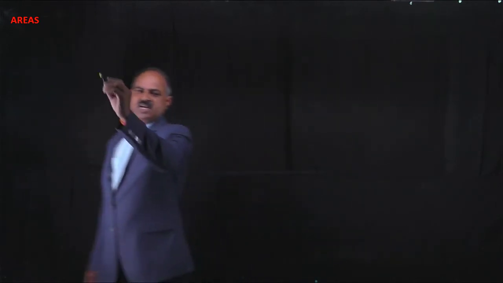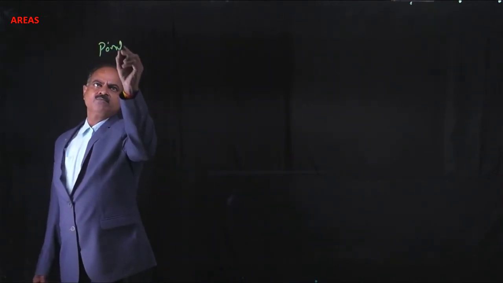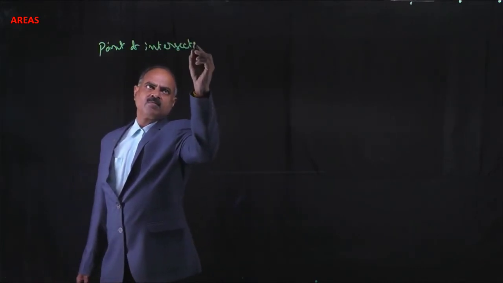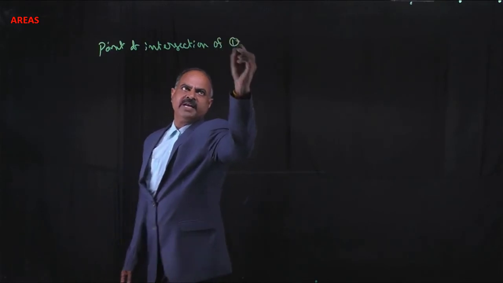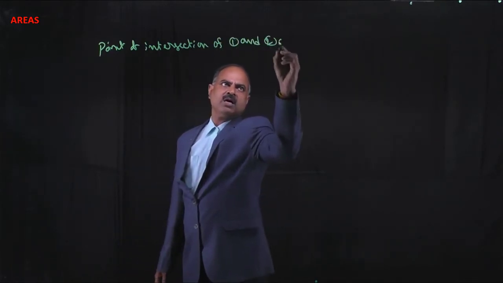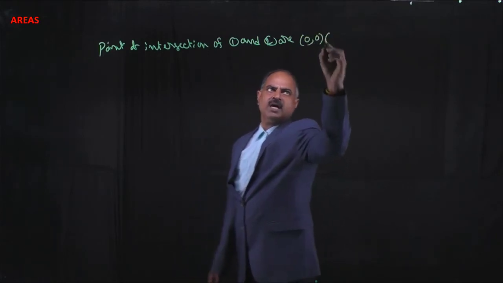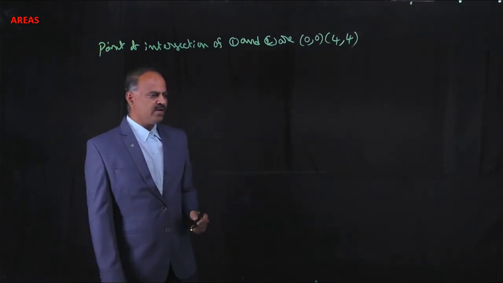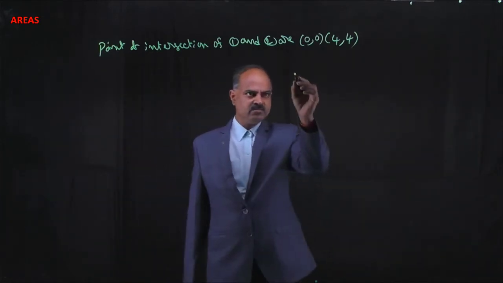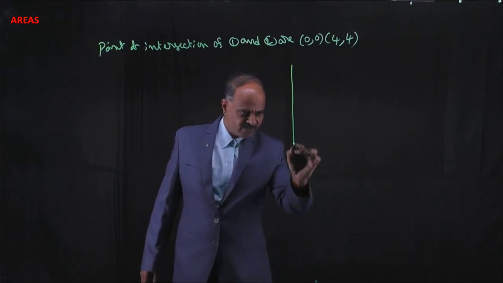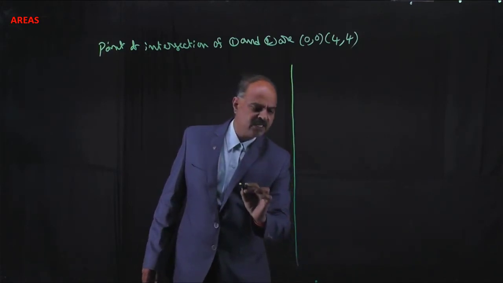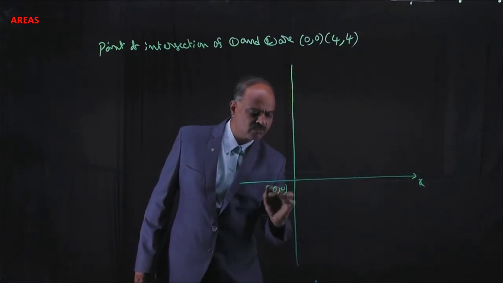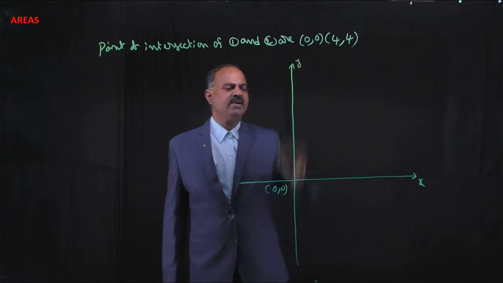The points of intersection of 1 and 2 are (0, 0) and (4, 4). Draw the parabolas y square equal to 4x and x square equal to 4y. This is the y-axis and this is the x-axis. So this is the origin (0, 0) and this is the y-axis.